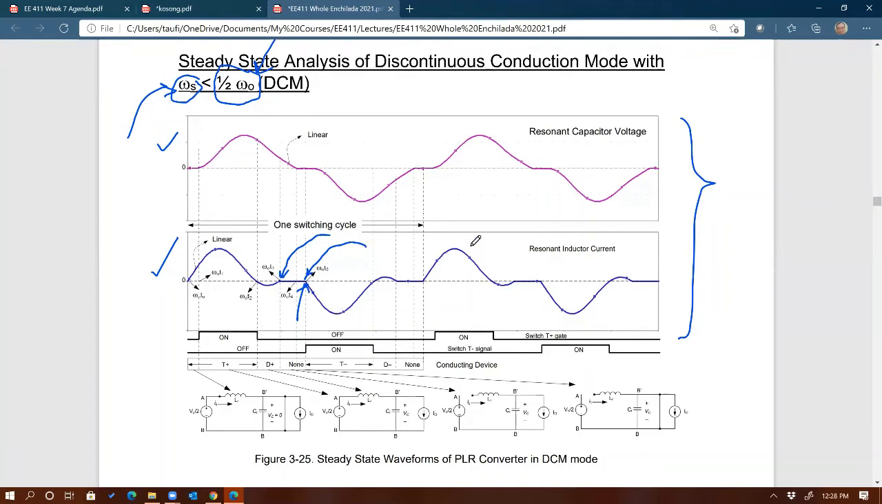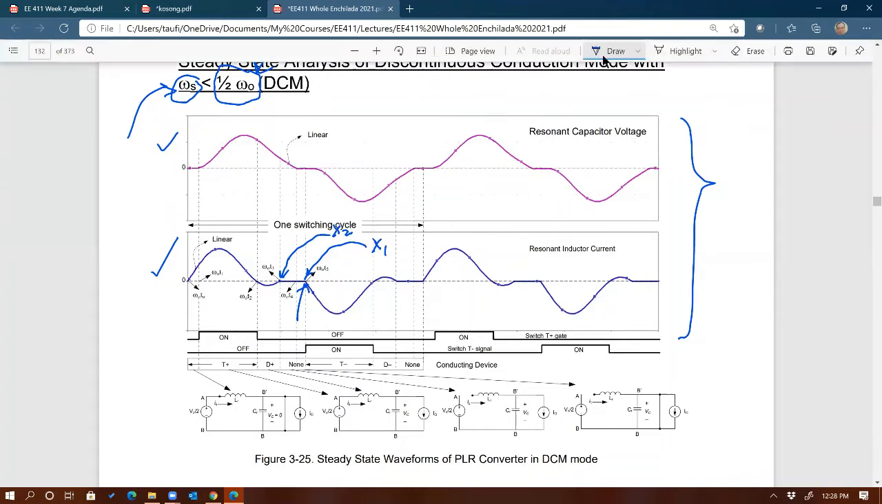Let's say I call this point x1 and that x2. If x1 meets x2, that means you have boundary conduction mode. If you shift the point x1 more to the left beyond x2, then you will no longer have DCM for this circuit. It's going to be CCM1. And then if you shift x1 even further to the left, you're going to end up with CCM number 2.